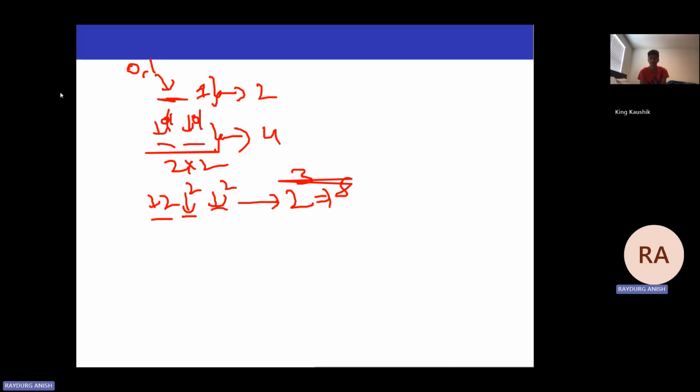Yeah, 8. And 8 combinations it can represent. And what are those values? The values are from 0 to 7. Write them down. If you are forgetting it, write them down.